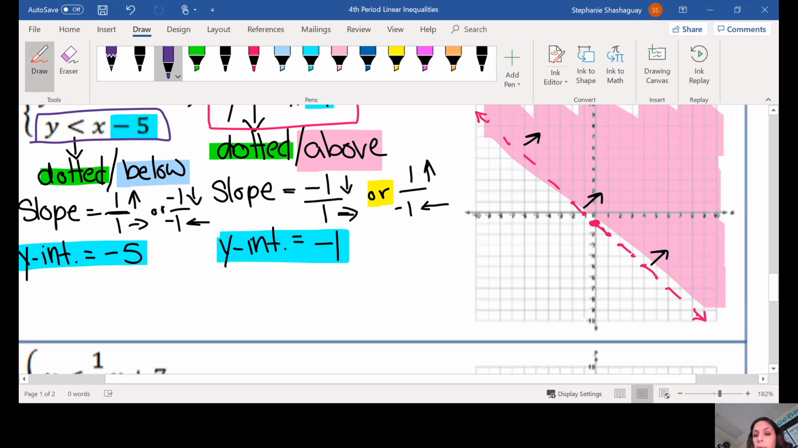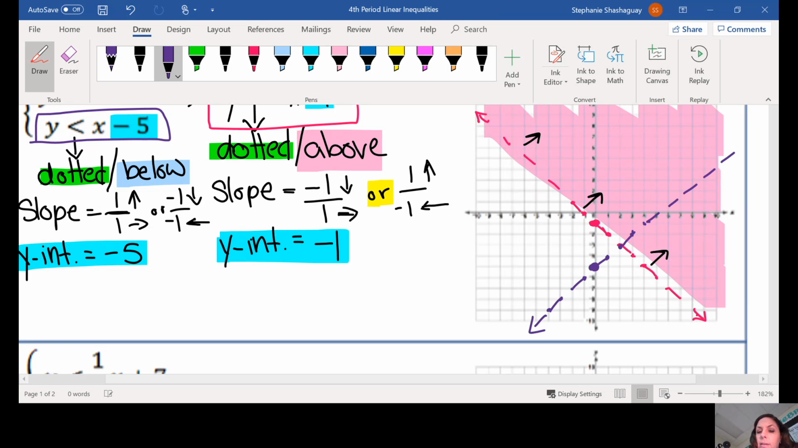So 1, 2, 3, 4, 5. I'm going to put my first point. Now I need to follow my slope, and my slope is 1 over 1. So up 1 over 1, up 1 over 1, up 1 over 1, and so on. And I can go down 1 over 1, down 1 over 1, down 1 over 1, down 1 over 1. As long as you have enough points to connect, that's good. Or if you have a ruler, you can do it that way.